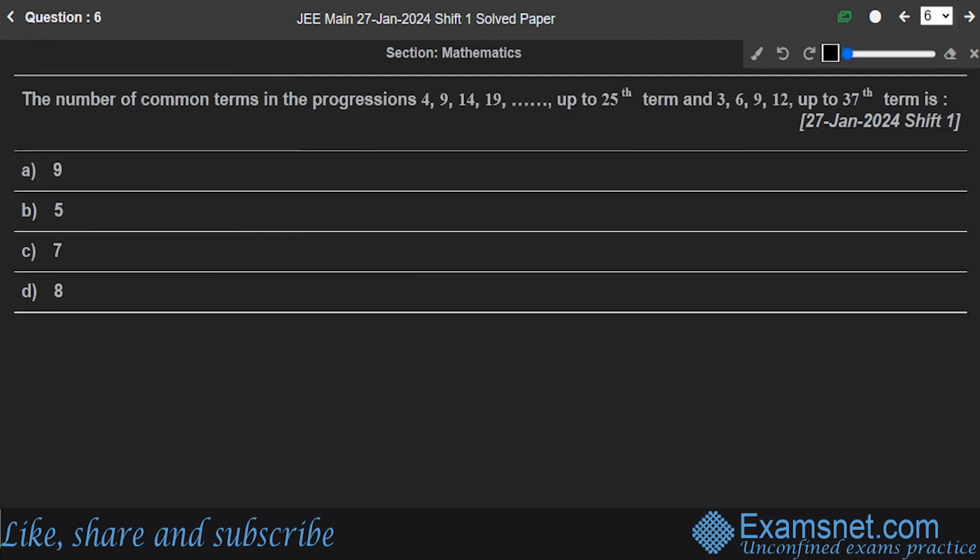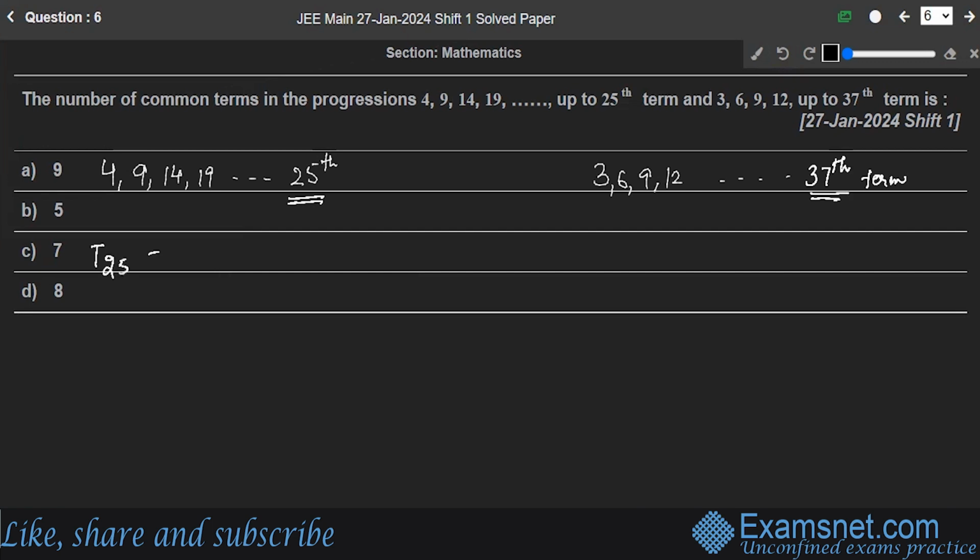The number of common terms in the progression 4, 9, 14 up to 25 terms, and 3, 6, 9, 12 up to 37th term is. You are having two series over here: 4, 9, 14, 19 up to 25th term, and the second one 3, 6, 9, 12 up to 37th term. I need to know the 25th term and the 37th term.